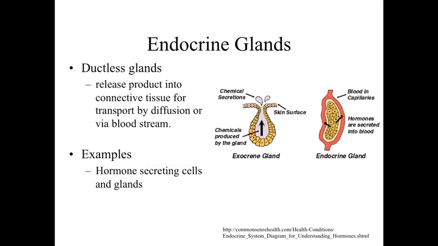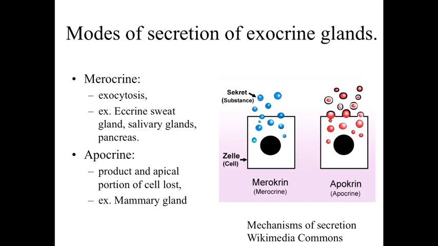But they're still releasing a secretory product, and that product usually has to be distributed through the body or delivered to wherever the target location is. With the endocrine glands, we're looking at hormone-secreting cells and glands. They release their secretory product into the surrounding tissues, and it diffuses into the bloodstream and is then distributed throughout the body. We'll talk about that again throughout this course.